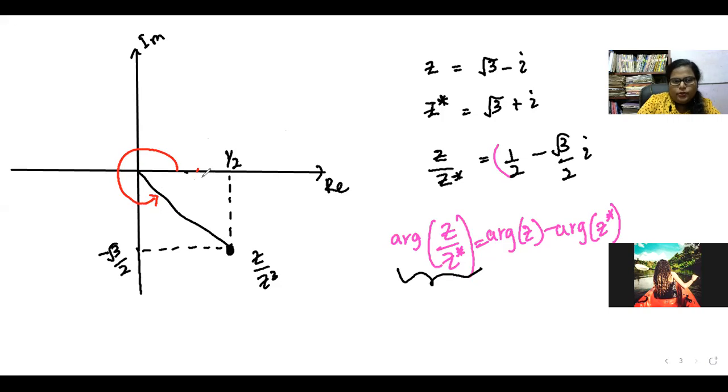Arg value, right? When you are getting the arg value of this one, I'm suggesting that you do not use the same memorized formula for finding the arg value. Just draw the complex number on an Argand diagram, and you can find any value here. I can say this value is alpha, right? So you can easily get this alpha value.